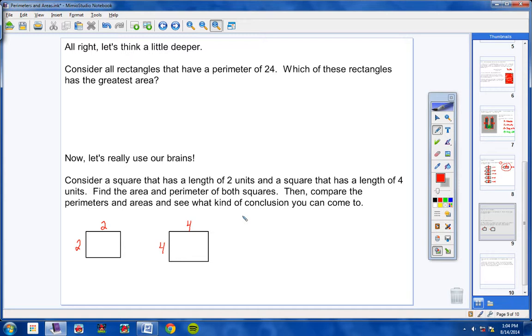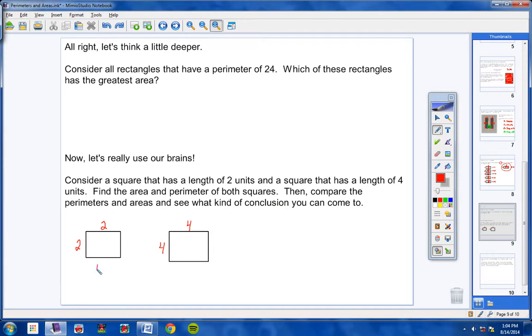Now, students, all that I'm doing is I'm simply just reading the problem and doing what it says. So, consider a square that has a length of 2 units, so I drew this. Consider a square that has a length of 4 units, so I drew this right here. Okay? The next sentence in the problem says this: find the area and perimeter of both squares. Well, that's easy.